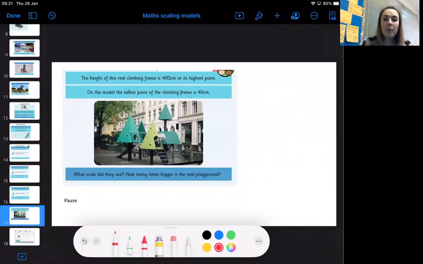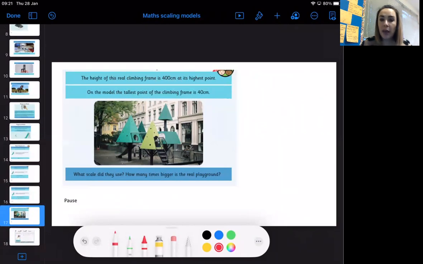The height of this climbing frame, the real climbing frame, is 400 centimetres at its highest point. On the model, the tallest point of the climbing frame is 40 centimetres. What scale did they use and how many times bigger is the real playground? Could you pause the video now and have a little think?